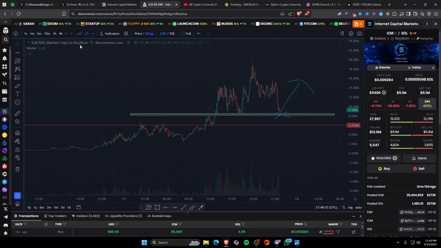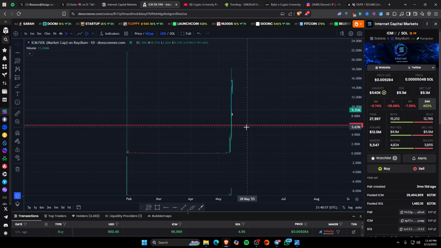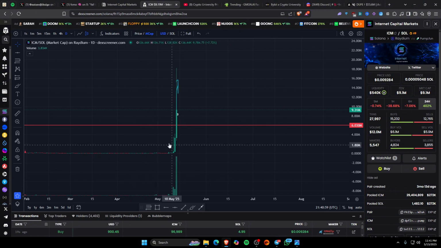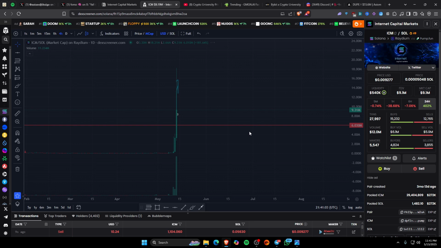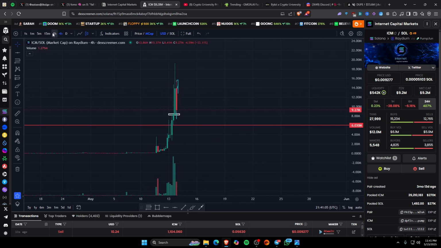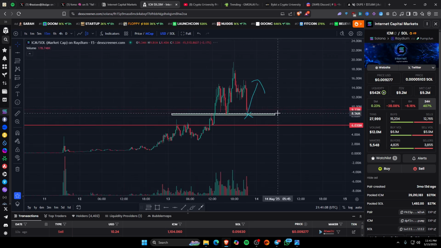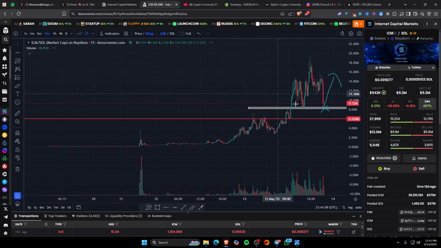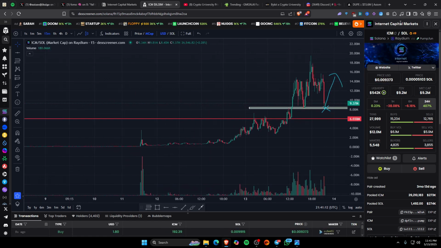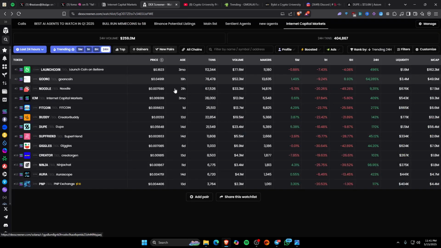There's not much information on it, because you can see how it's literally just going parabolic off of here. But as I'm saying, that 6 million market cap level is a level that we have to pay close attention to, and that's where we could actually enter Internet ICM. And another coin that I'm going to be super bullish on, guys, within this AI internet capital market narrative, is Fitcoin.